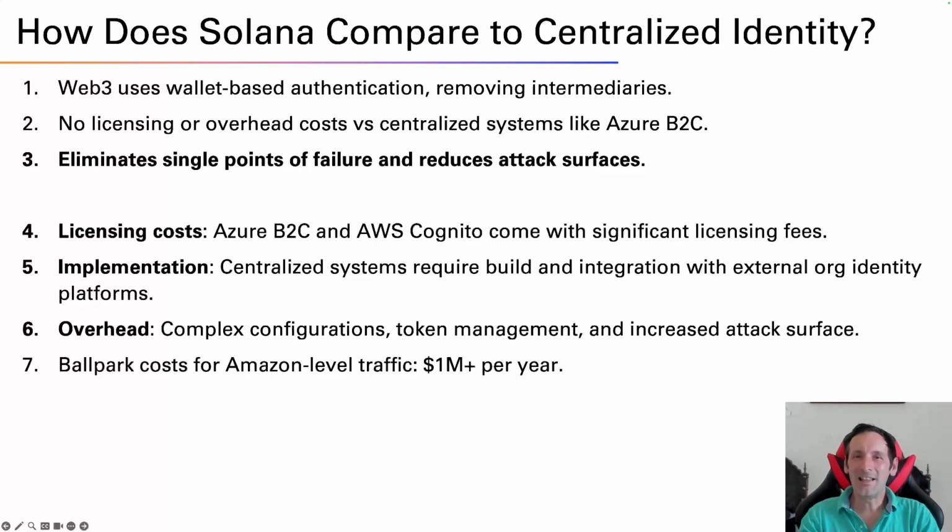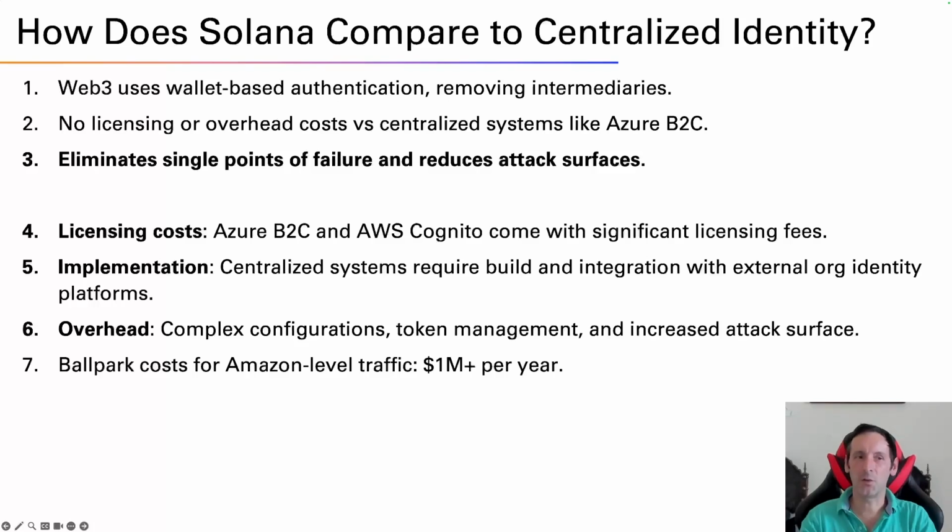There is no need for licensing fees or complex systems like implementing one of these centralized platforms like Azure B2C or AWS Cognito or Okta or you name it. There are so many out there. Google Authentication. There are so many out there. One of the things that I like about using the native authentication approach of decentralized applications with wallets is that you eliminate immediately single points of failure in centralized systems.